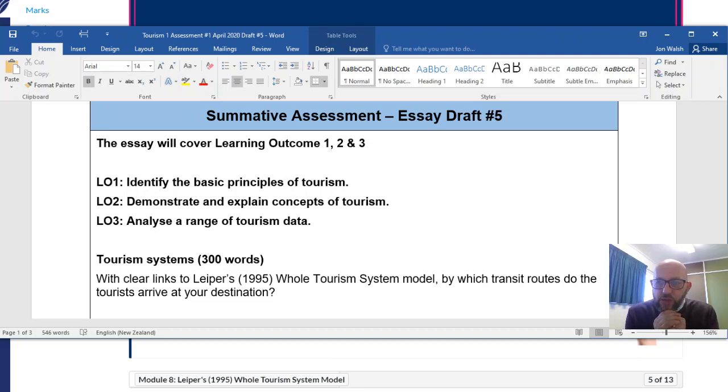How do people get to your destination if they're domestic tourists? What routes do they take? What road systems do they take? For instance, if you're talking about Auckland as your destination, you might say people arrive in Auckland from State Highway 1 from the south. You might say people arrive in Auckland on State Highway 1 from the north of the country. So there's different aspects that you can look at there. Okay, and again, that's the type of thing that I want you to look at.